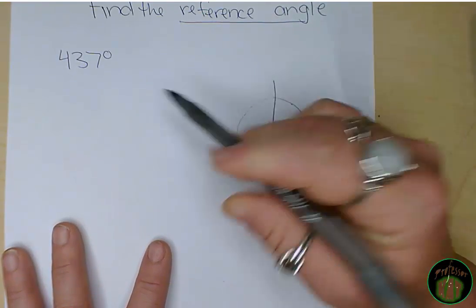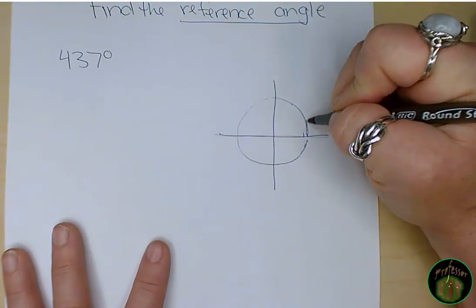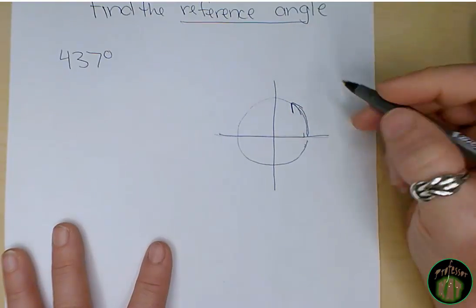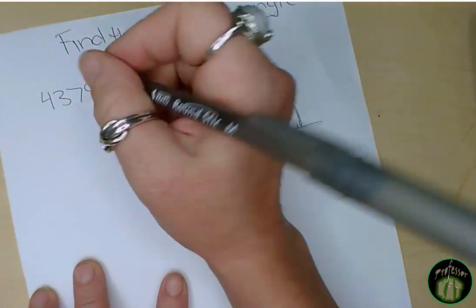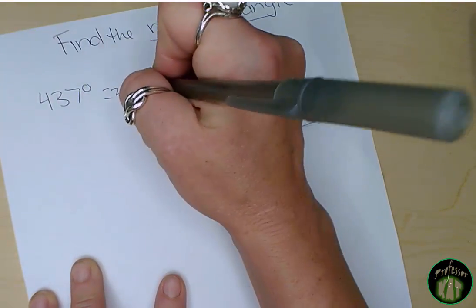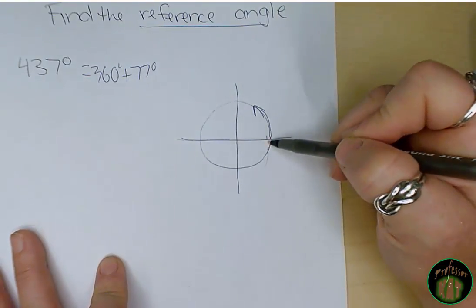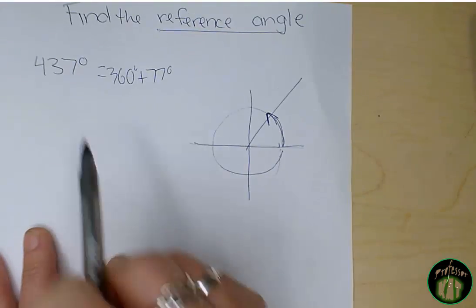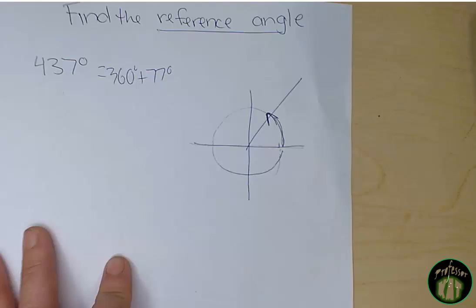And then if you continue to get to 437, 360 plus about 77 degrees is what 437 is, right? 437 is 360 plus 77 degrees. So we're going to go around fully 360 plus an additional 77 is what the angle 437 looks like. So it looks like this right over here.